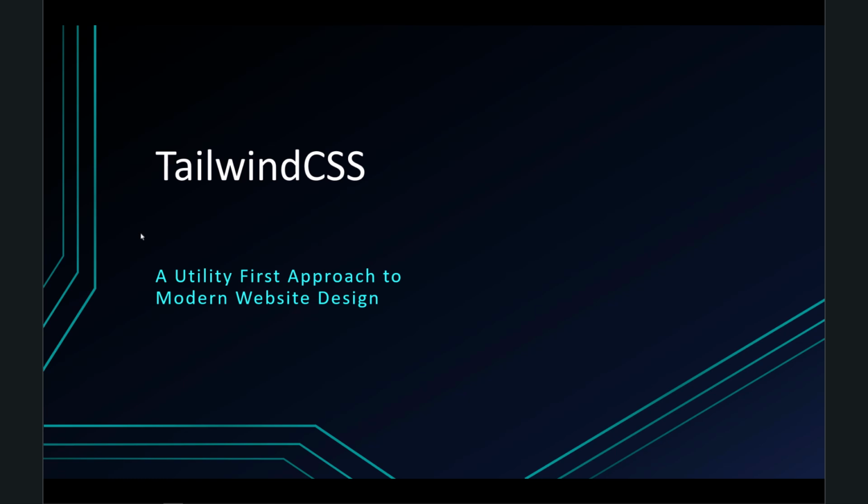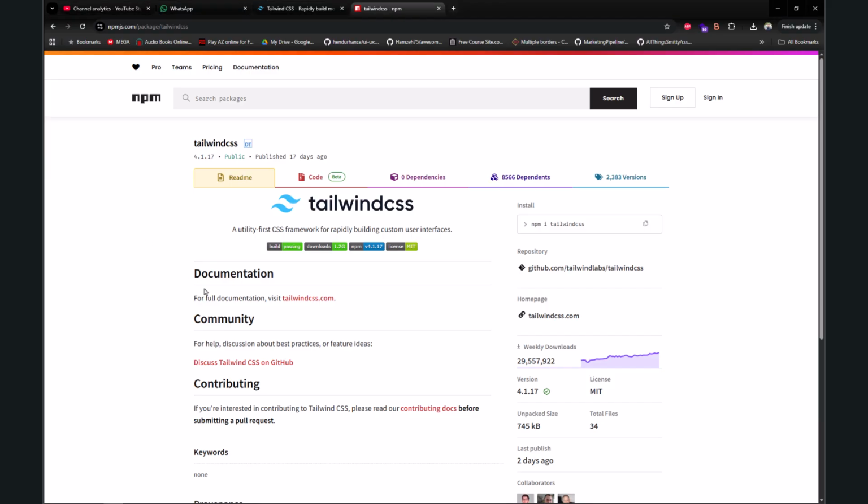So before we start, if you go to npmjs.com and search for Tailwind CSS, you will see weekly downloads here. And in the current week, we have 29 million downloads. So this explains how much popular Tailwind CSS is getting day by day. So now let me open the presentation again.